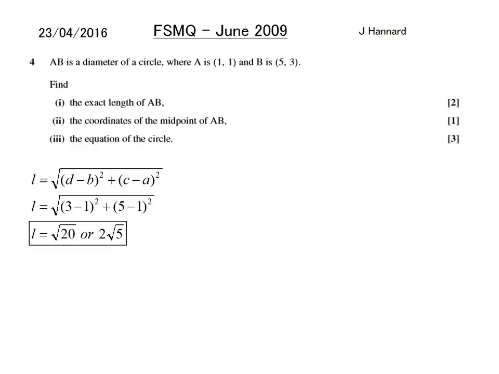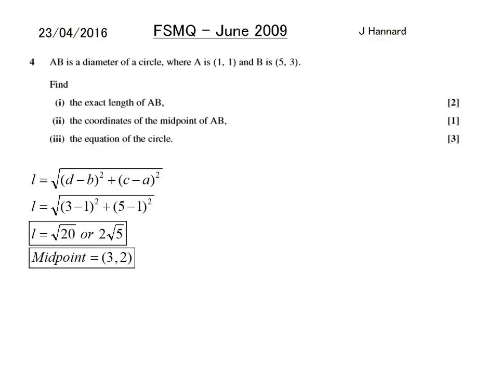Exact means leave it in surd form. We don't want decimal answers. We want exact numbers, which means you must keep it in surd form. So the second part, the coordinates of the midpoint of AB, well, it's just the average of the x's, the average of the y's. So you get that, 3, 2.